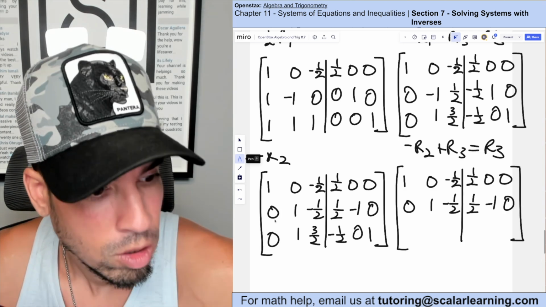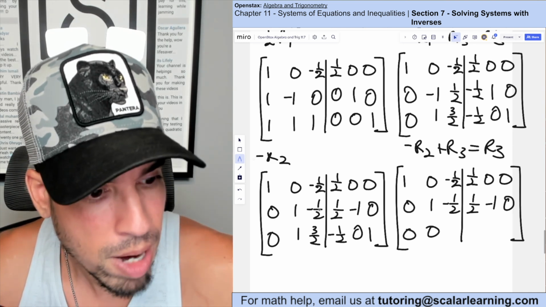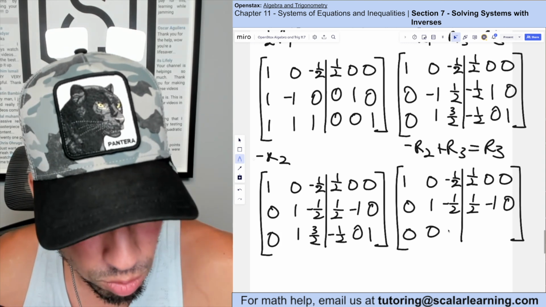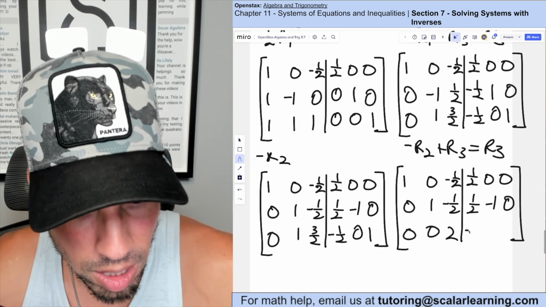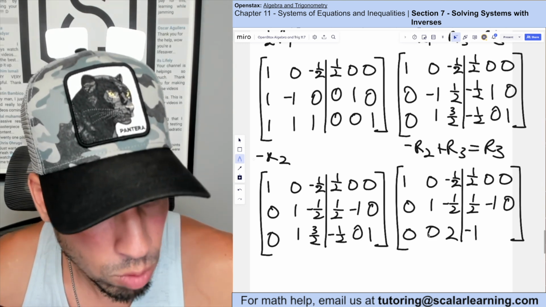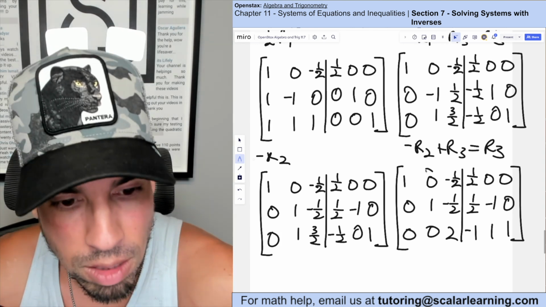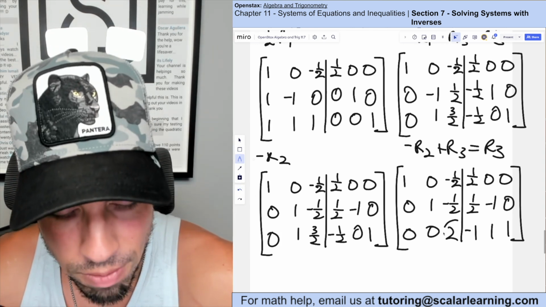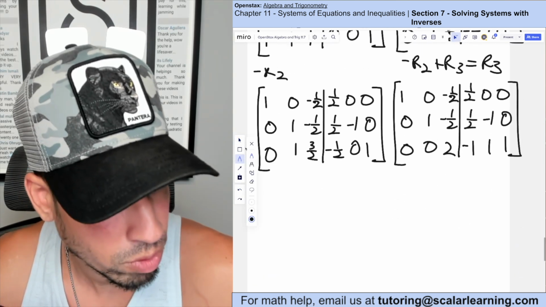Let's write it out. So we got 0 plus 0 is 0. -1 plus 1 is 0. Positive 1/2 plus 3/2 is 2. And then we got -1/2 plus -1/2 is -1. Positive 1 plus 0 is 1. 0 plus 1 is 1. Okay, now we're on the last column because this one's already good to go. So now we just got to first flip that to a 1. I'm going to do that by multiplying row 3 by 1/2.